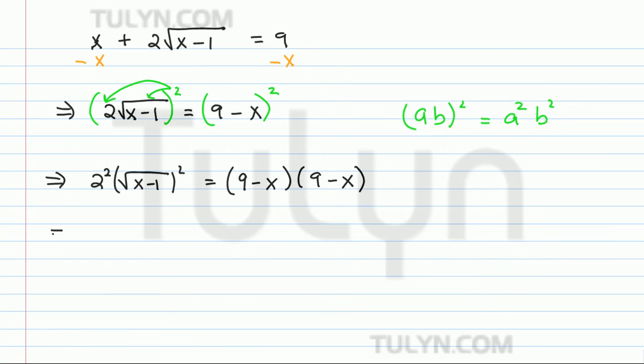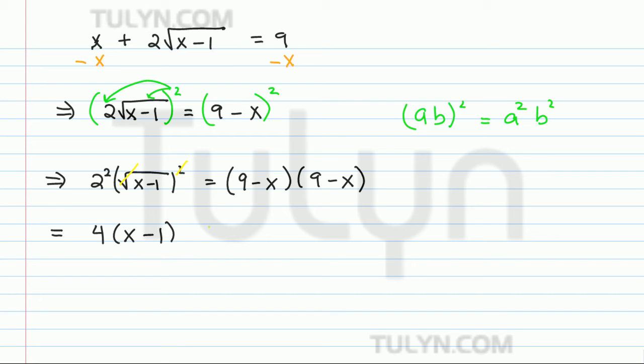So simplifying this further, 2 squared becomes 4, and when you square a square root, they cancel out, and we're left with 4 times x minus 1. And remember, because these are two separate things, you have to put that x minus 1 in parentheses. It's not going to become 4x minus 1. So just keep that in mind.